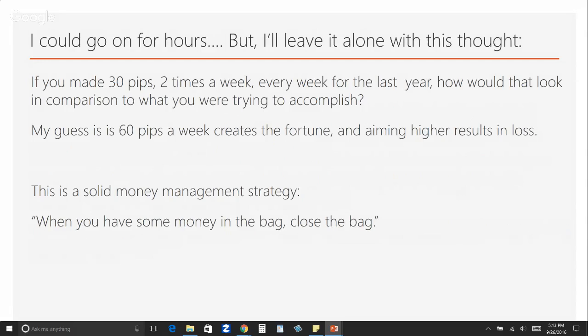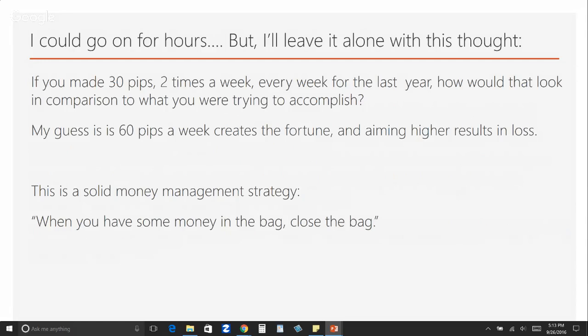If you made 30 pips just 2 times a week, every week for the last year, how would that look right now in comparison to what you were trying to accomplish? My guess is that 60 pips a week creates the fortune, and aiming for higher results creates the loss. So it's just an idea, just a thought that I want to throw out to you.